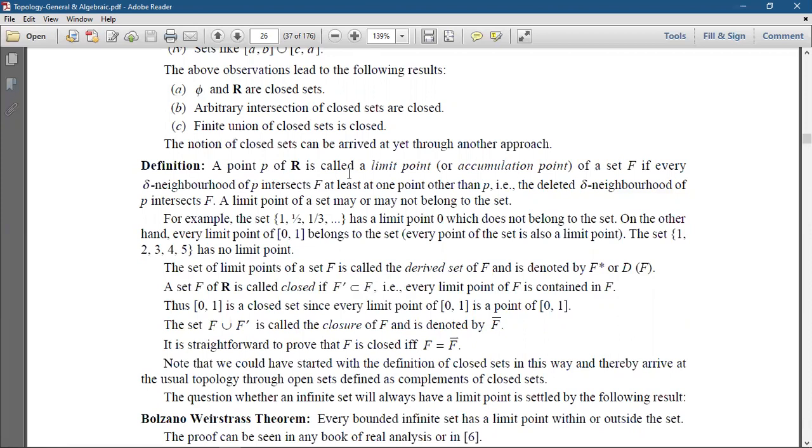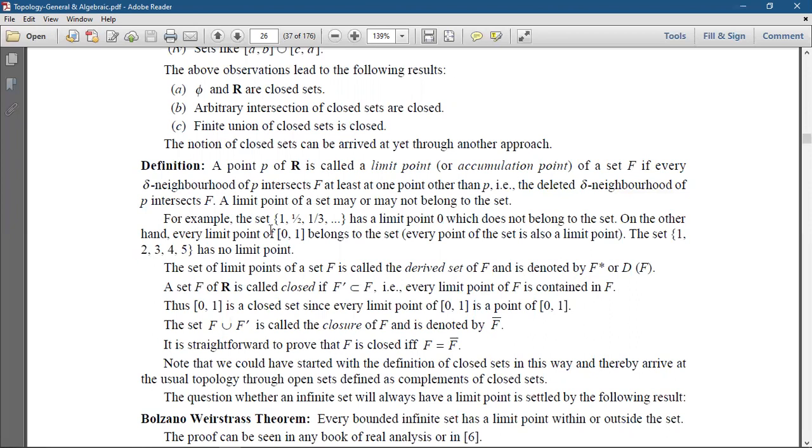That means the deleted delta neighborhood of P intersects F. A limit point of a set may or may not belong to the set. Let us understand these things with the help of an example.